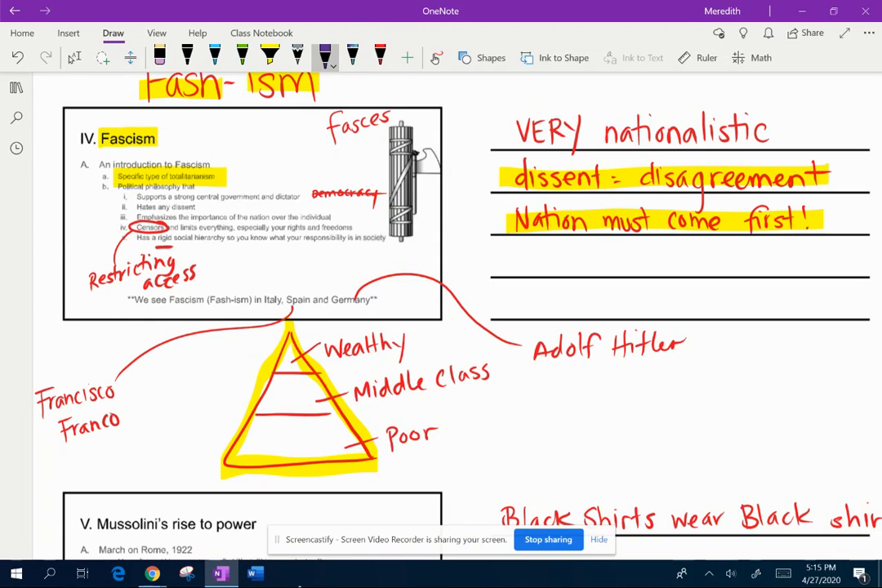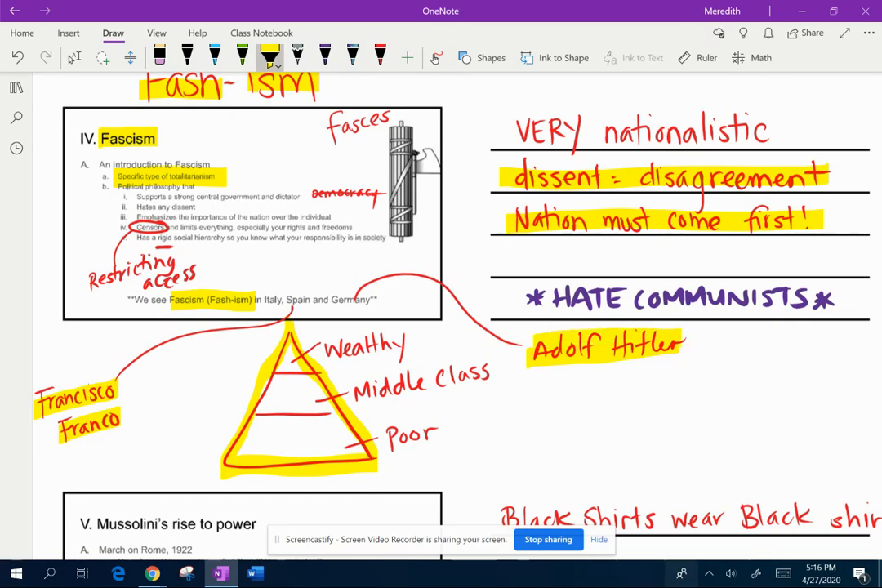The one thing I want to highlight before I move on is that fascists hate communists. They're like the sworn enemy, and that's going to come into play later when we start World War II, with communists versus fascists. We're going to see fascism in Italy under Benito Mussolini, in Spain under a guy named Francisco Franco, and in Germany with someone you guys already know, Adolf Hitler.